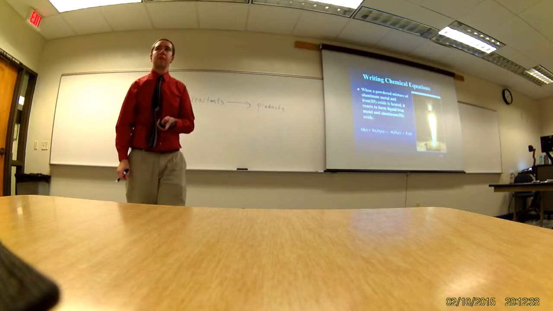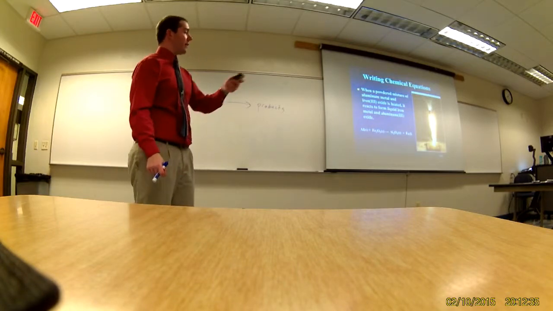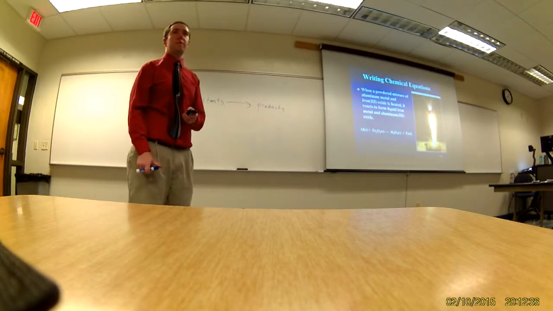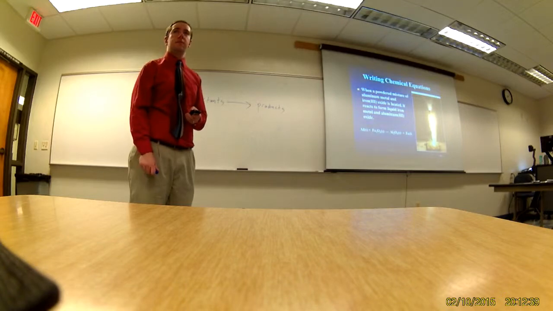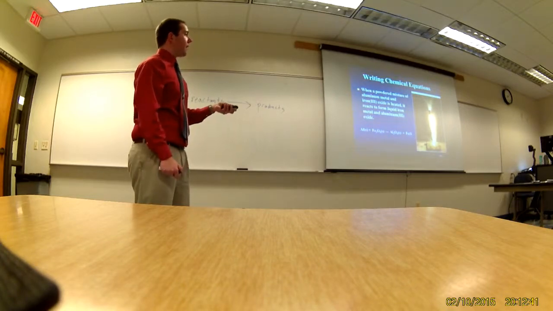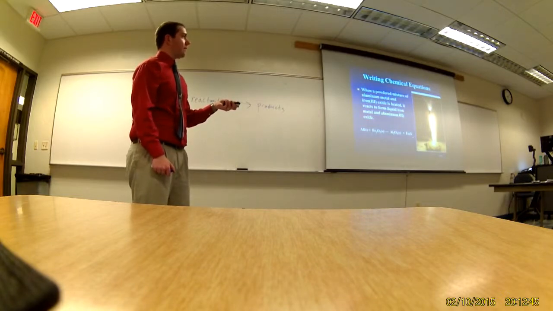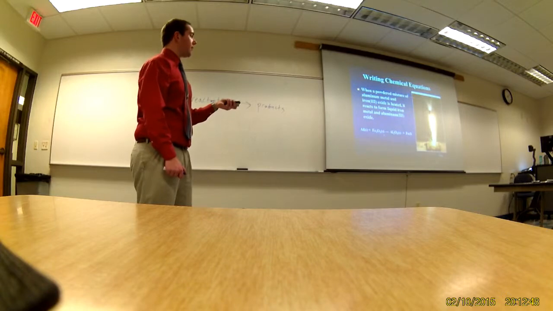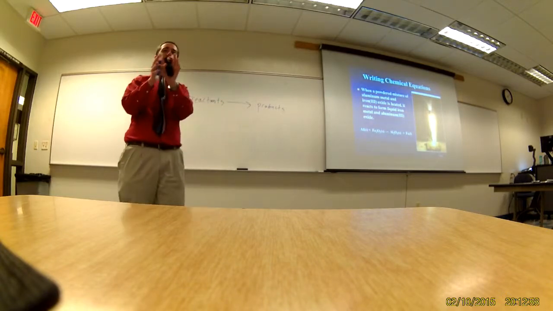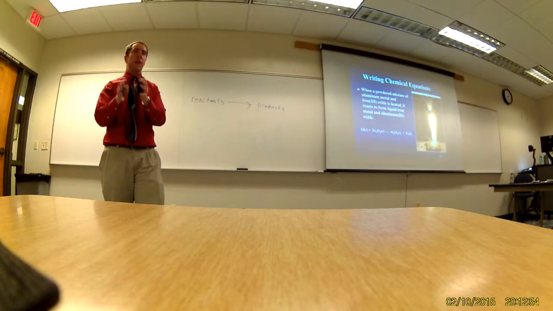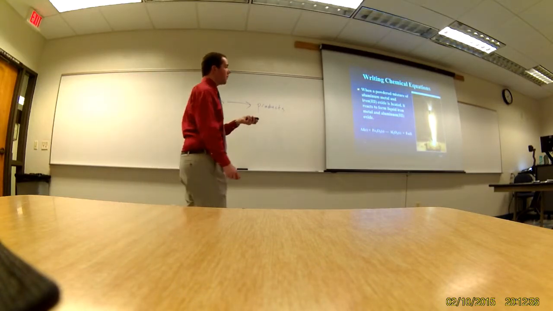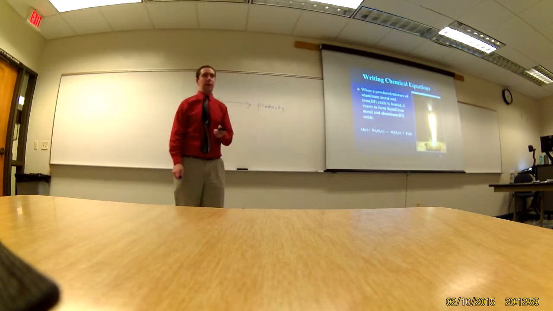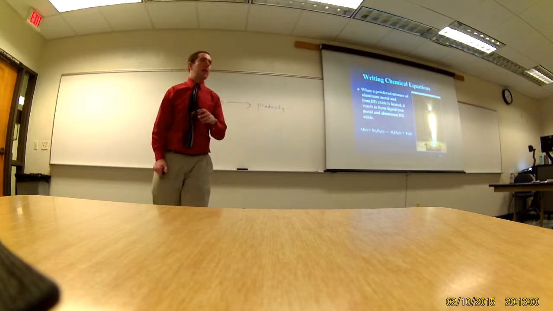How many aluminums are on the left side? 1. How many aluminums are on the right side? 2. Is that right? No. How many irons are on the left? 2. How many irons are on the right? 1. Is that right? No. How many oxygens are on the left? How many on the right? 3. So oxygens are balanced. We say the oxygens are balanced, but aluminum and iron are not balanced. So we are going to have to balance them.